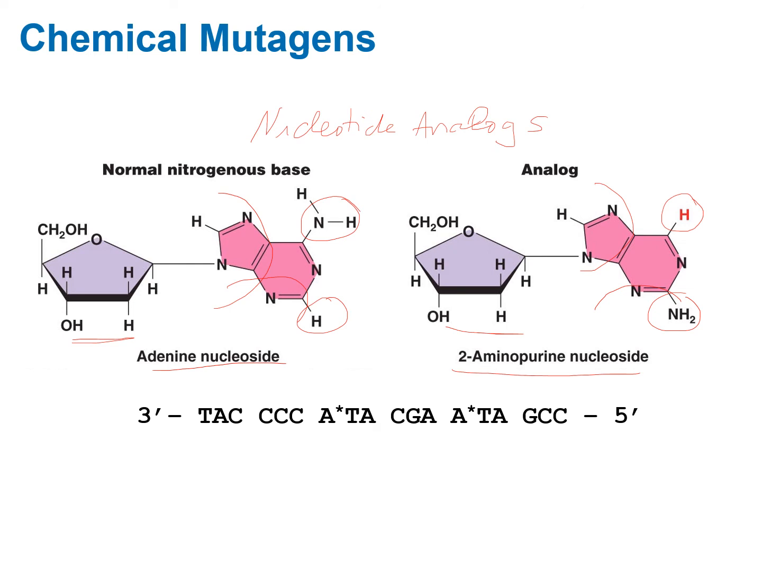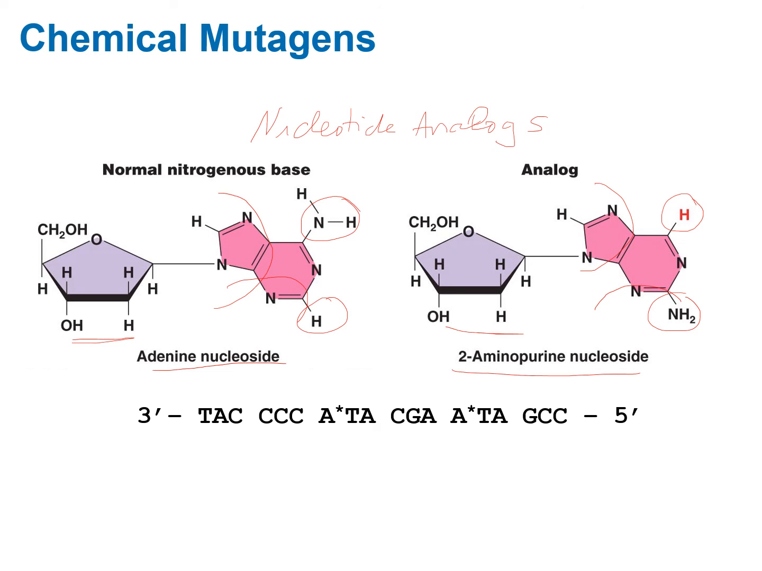Okay, to DNA polymerase, the 2-aminopurine looks just like an adenine. Okay, has the same shape, has the same general chemistry. But when it comes to base pairing, the 2-aminopurine does not base pair like an adenine. Which DNA base does adenine usually pair with? Thymine, right? 2-aminopurine doesn't do that. It instead is going to act like a guanine, and it's going to base pair with cytosine.